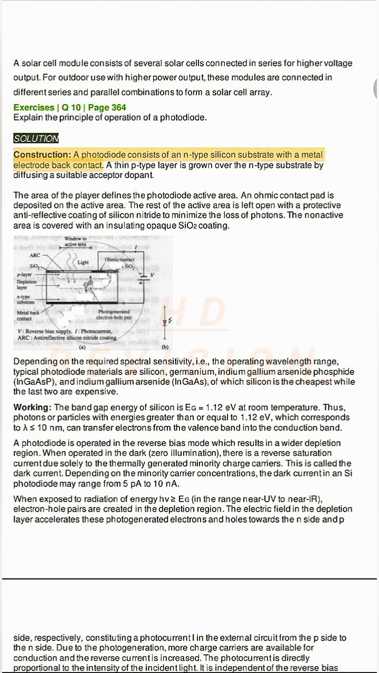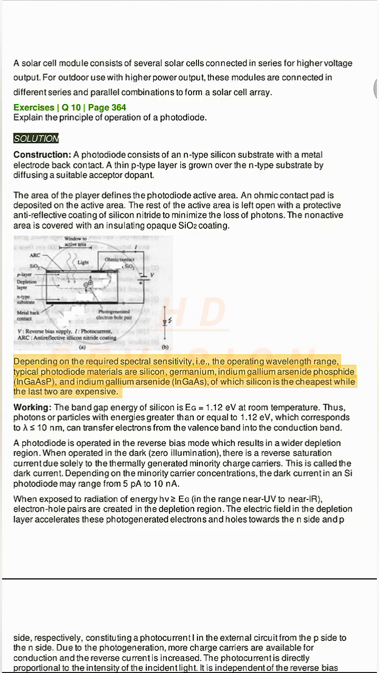Solution. Construction. A photodiode consists of an N-type silicon substrate with a metal electrode back contact. A thin P-type layer is grown over the N-type substrate by diffusing a suitable acceptor dopant. The area of the P layer defines the photodiode active area. An ohmic contact pad is deposited on the active area. The rest of the active area is left open with a protective antireflective coating of silicon nitride to minimize the loss of photons. The non-active area is covered with an insulating opaque SiO2 coating.